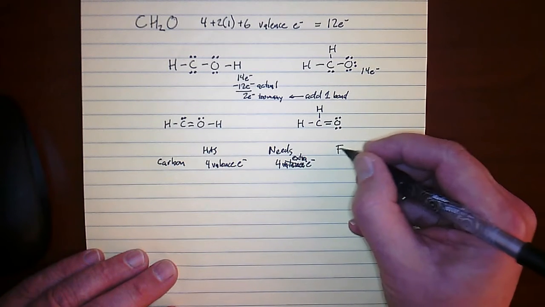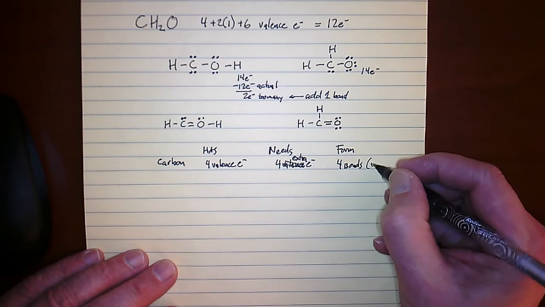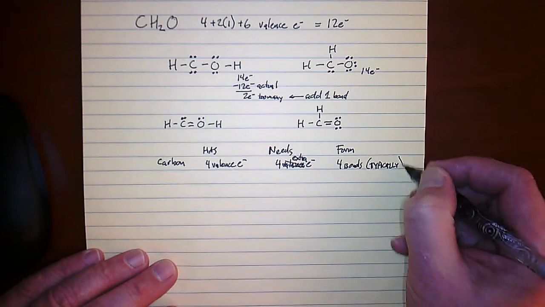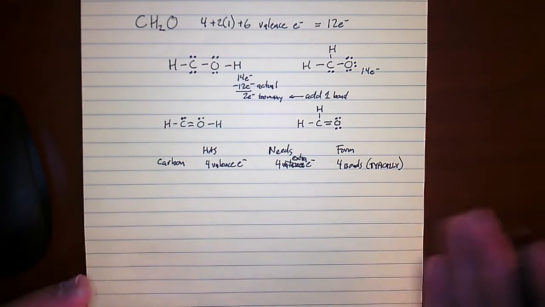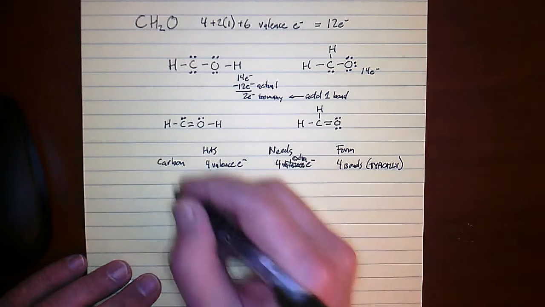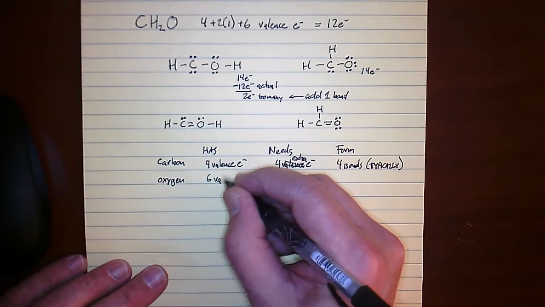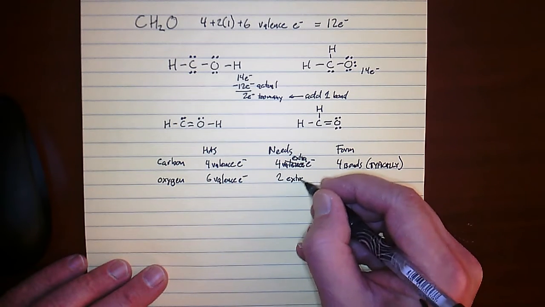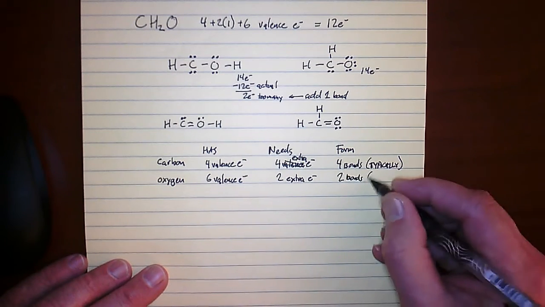And so what it's going to do, it's going to form 4 bonds typically. And I say typically because it doesn't always. Sometimes it's going to form 3. Sometimes it will form 2. It depends on the structure, right? So it's going to form 4 bonds typically, right? Oxygen has 6 valence electrons. It needs 2 extra electrons. And so it's going to form 2 bonds. Again, typically.